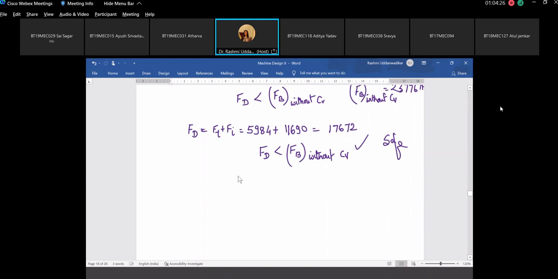So this is now showing that your gear tooth is safe in bending.